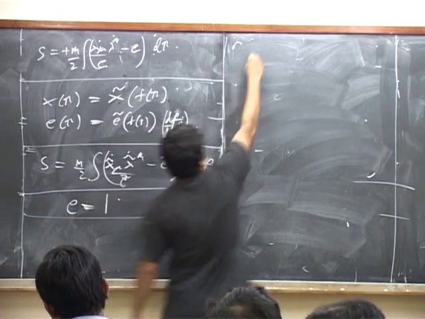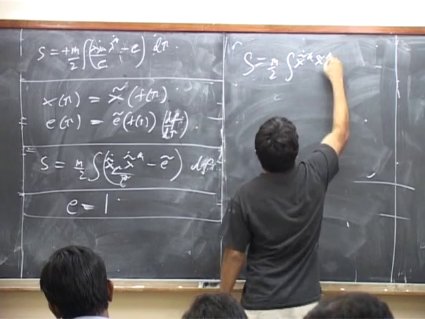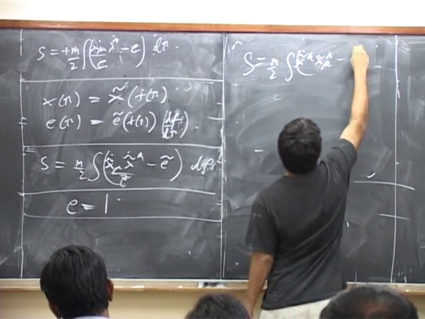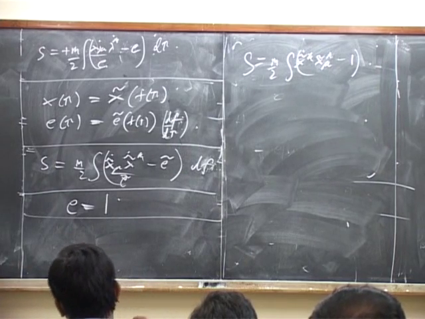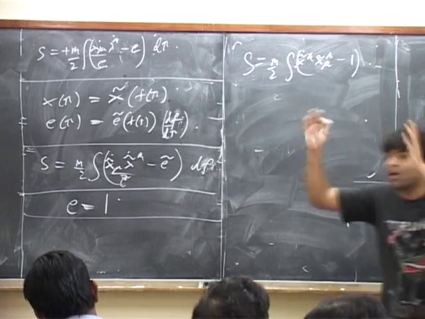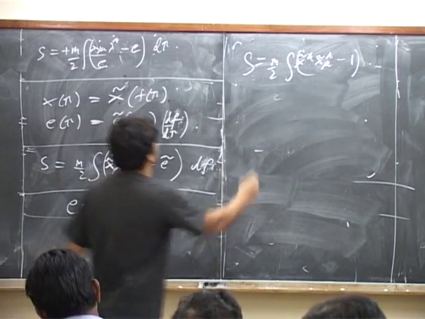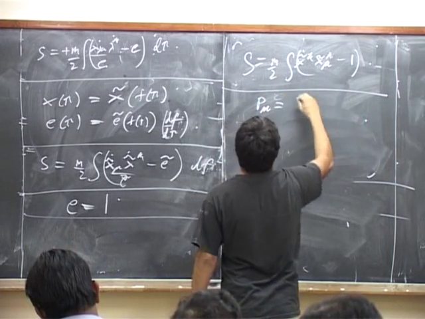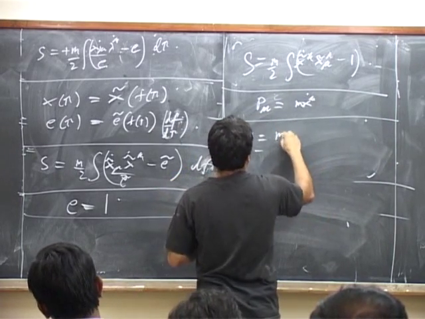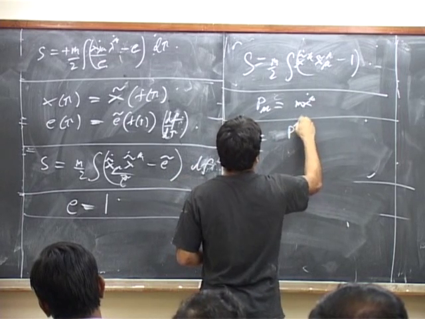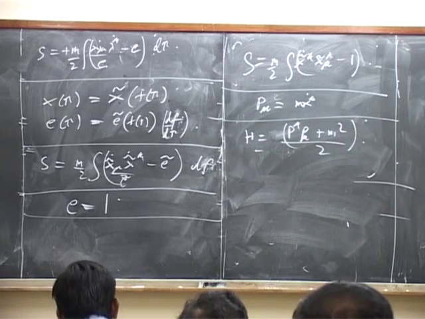Once we've done that, the action is very simple. S is equal to m by 2, x tilde mu dot x tilde mu, minus 1. Now this looks like a lovely action, it's very simple, it's like non-relativistic quantum mechanics. So you might think, well, let me do my quantum mechanics by making this choice of gauge, working in this gauge, and doing my quantization. Okay? So let's see what we get when we do that. What we get is that p mu is equal to m x mu dot, and that h is equal to p mu p mu plus m squared, over 2m.